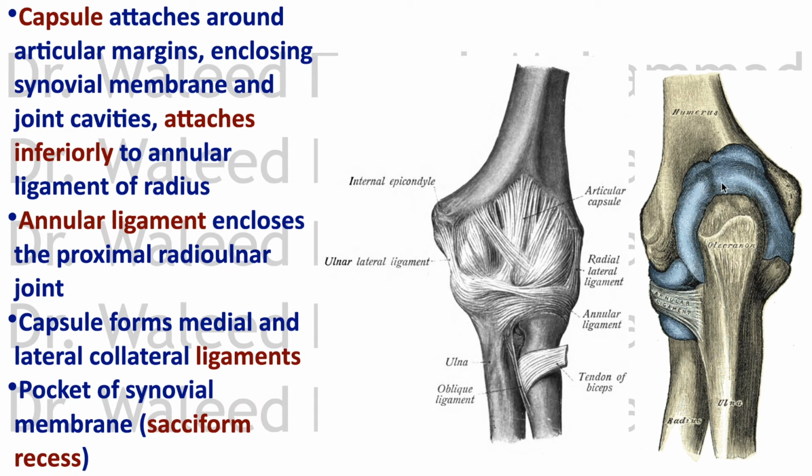This sacciform recess is attached to the articularis cubiti, the one we talked about as an extension of the medial head or the middle head of the triceps muscle. The sacciform recess, don't forget this recess here, you see it here.